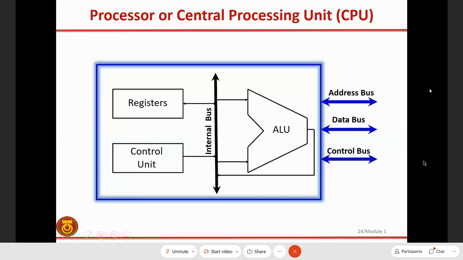Can you see that going out and in of the CPU are the address bus, data bus, and control bus? Why is it necessary to have this address bus, data bus, and control bus? I want to ask first, what do you understand between address bus and data bus?